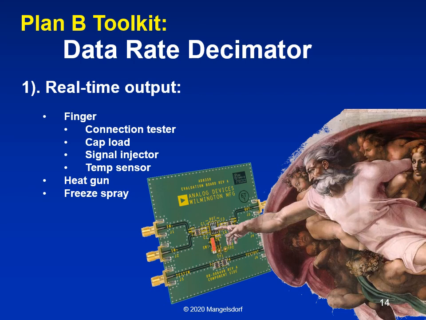And then the classic test where you take a heat gun, basically a hair dryer, and heat the board up real quick and see, what does that do? Does anything change? Does anything latch up? Does anything go away? Or you put on the freeze spray. But while you're doing this, you want to be looking at the output. You want to be looking at either the waveform or the spectrum or something to see what's happening. So you want the real-time output, and that's what the decimator gives you.